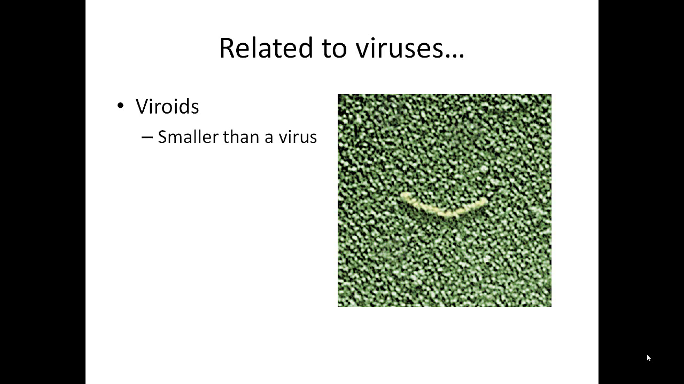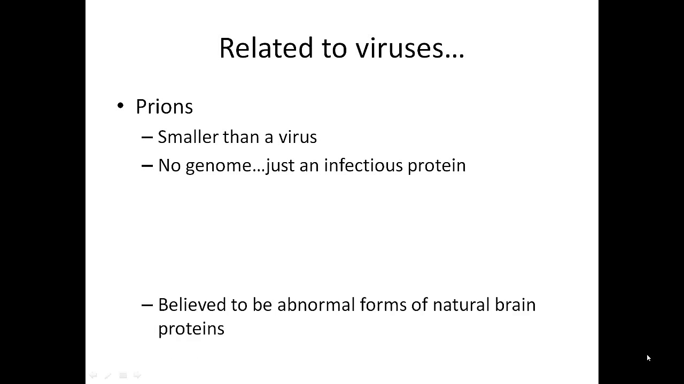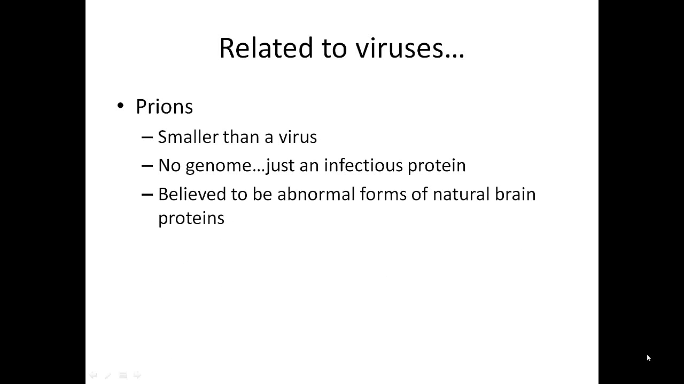Related to viruses, but smaller, we have viroids. A viroid does not have any protein. All it is is RNA. And this RNA infects plants. We don't have to worry about viroids. What we do need to be careful about are prions. A prion doesn't have RNA or DNA. All it is is a protein that's gone bad, and it's kind of come from the brain as far as scientists know. These diseases affect animals and humans.